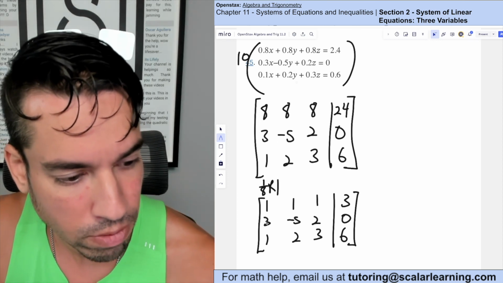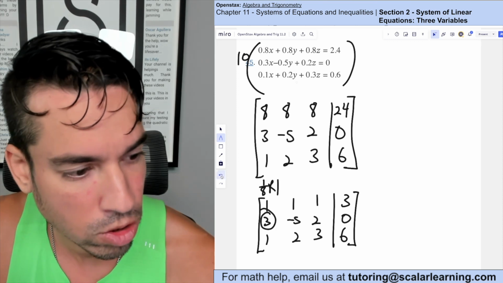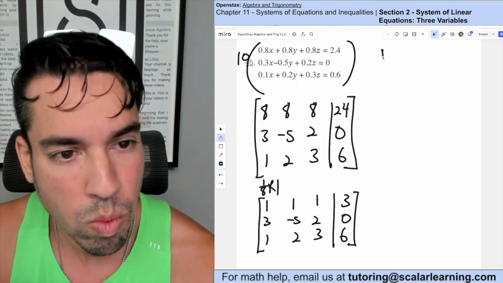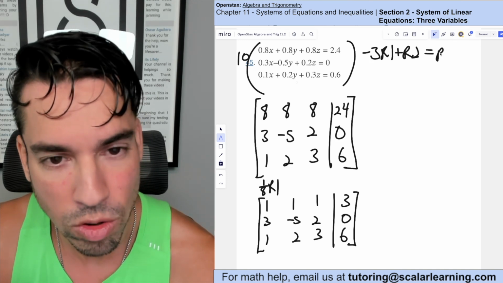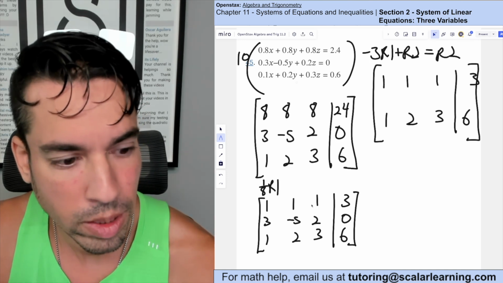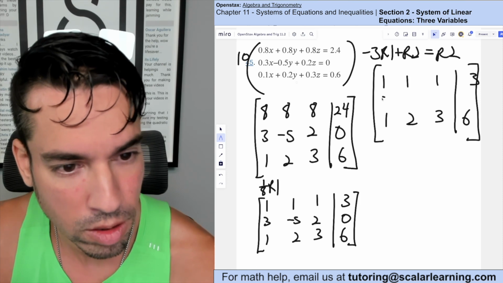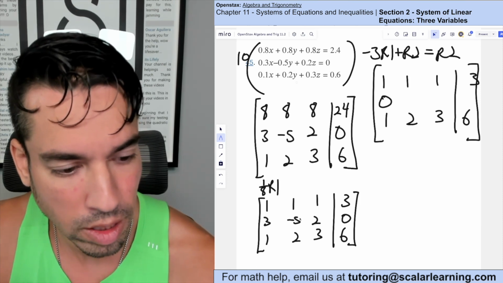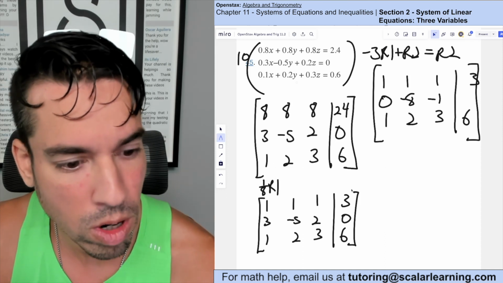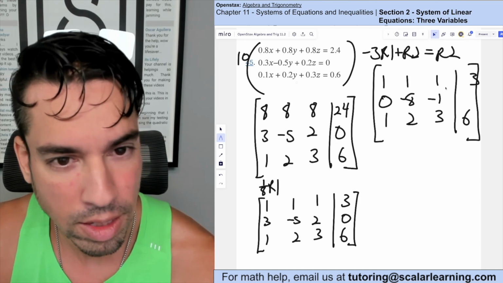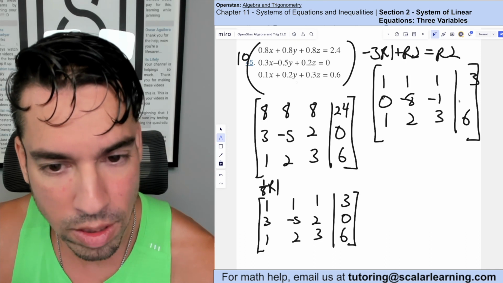Okay, next, let's see. I want to work on flipping this and this to 0. Let's first flip this to 0, so I'm going to multiply row 1 by -3, and we're going to add that to row 2 to get a new row 2. Let's write that out. So -3 times 1 is -3 plus 3 is 0, -3 plus -5 is -8. Here we have -3 plus 2 is -1, and then we have -9 plus 0 is -9.